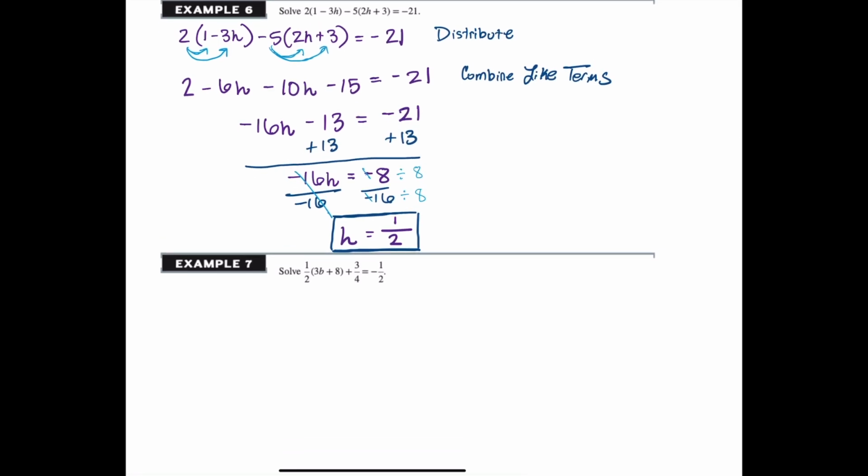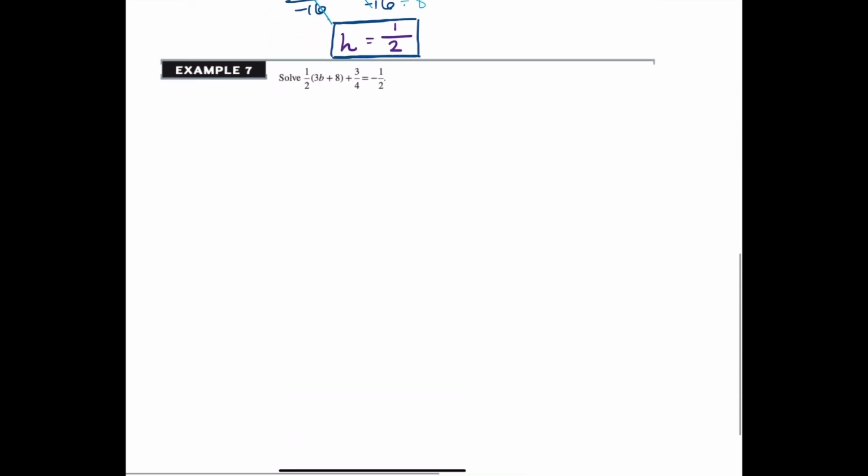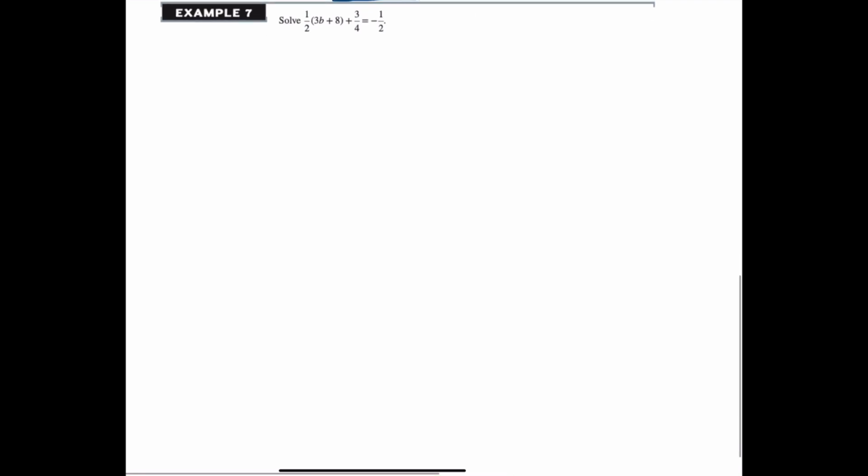All right, let's take a look at our last example. So we have 1/2 times (3b plus 8) in parentheses, so that's being multiplied, plus 3/4 equals negative 1/2.